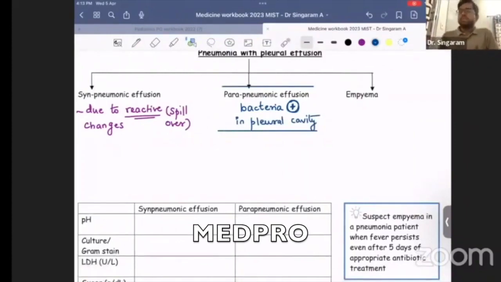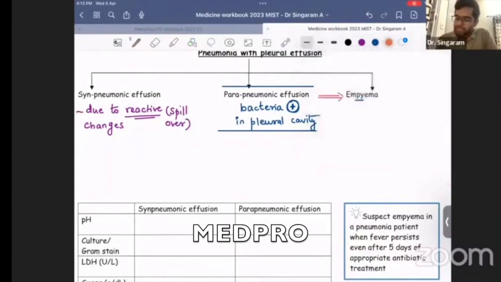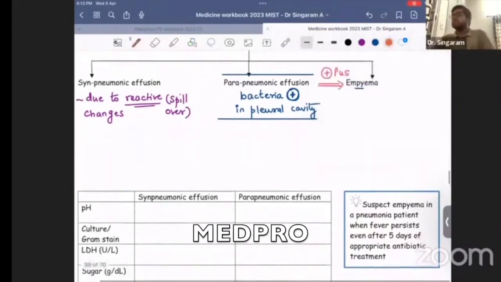And then what is empyema? Okay, empyema. Always remember this. Pi or empy like that you see, it is something like pus. So in the parapneumonic effusion, if there is also presence of pus in the pleural cavity, then you call it as empyema. Are you able to understand this?